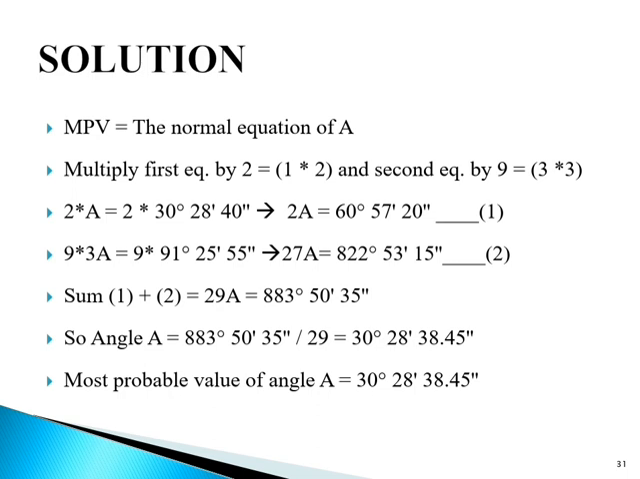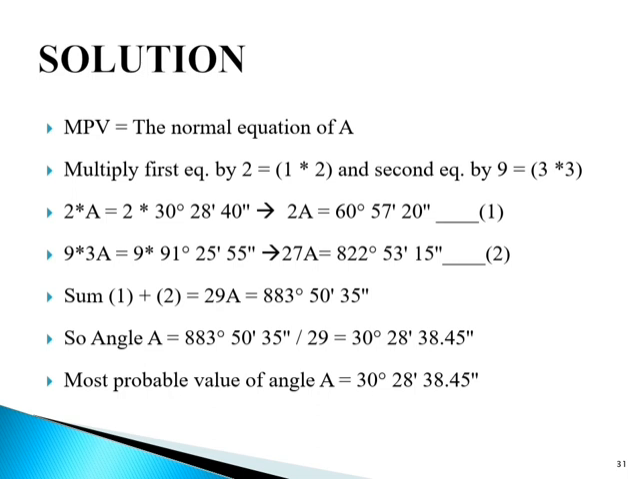Multiply the first equation by 2, or we can say 1 into 2, and the second equation by 9, or we can say 3 by 3. So 2 into A is equal to 2 into 30 degree, 28 minute, 40 second. Further simplified, twice A is equal to 60 degree, 57 minute, 20 second, which is our equation 1. Next is 9 into 3A, so 9 into 91 degree, 25 minute, 55 second. Further simplified, 27A is equal to 822 degree, 53 minute, 15 second, which is our equation 2.